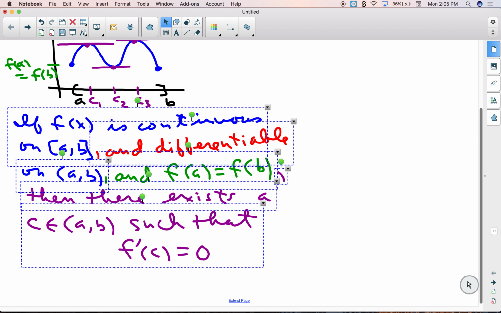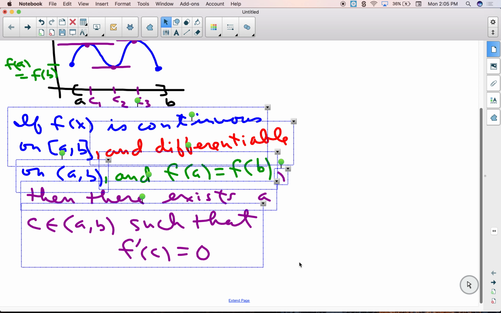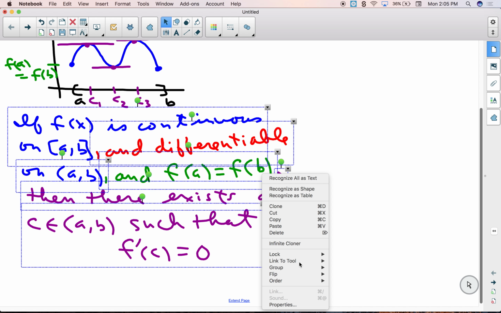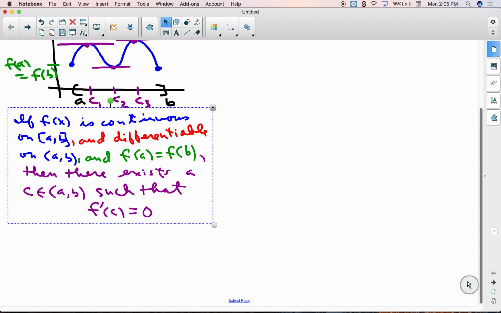Out of curiosity, on proofs like this, where it's existence, how are they proving it? Is it just by cases? Yeah, for Rolle's theorem, it is another one of those case proofs, where he just shows you the cases involved. He gives us a couple cases.